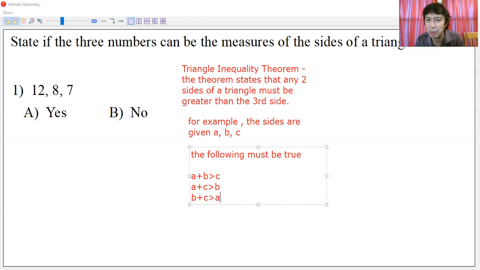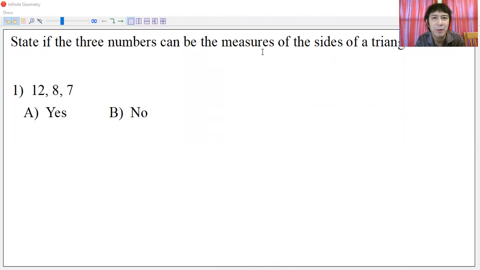So A plus B must be greater than C. A plus C must be greater than B. B plus C must be greater than A. So this is the way we're going to see the answers. This will have to be followed for all the remaining questions. All right, so let's have the first number. State if the three numbers can be the measures of the sides of a triangle.